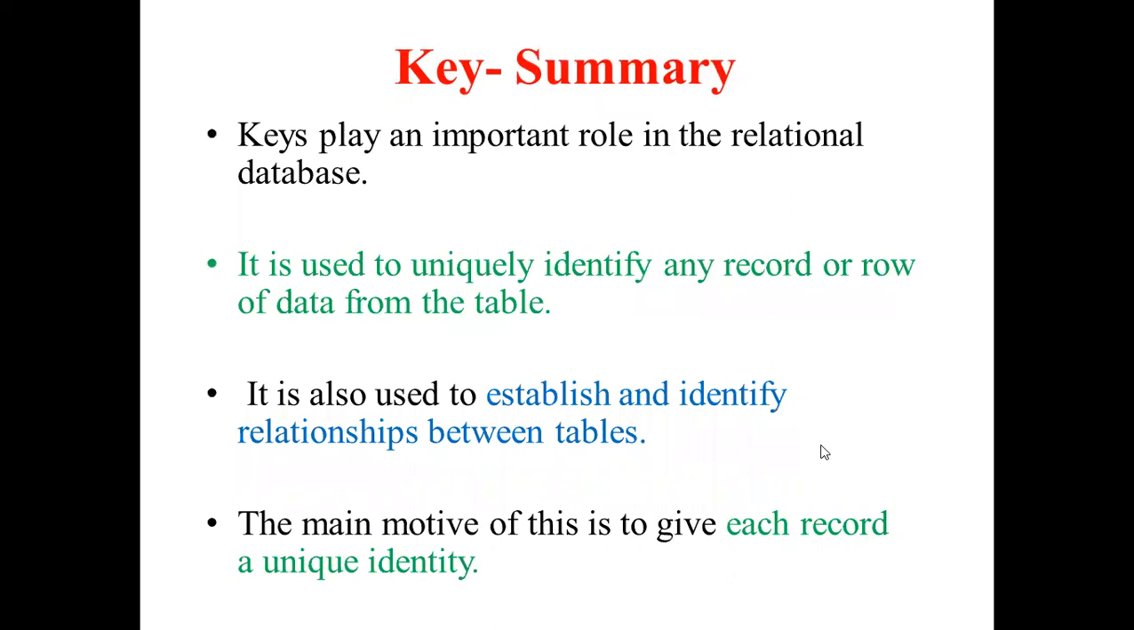In short, at the end, we can say that a key plays an important role in the relational database. It is used to uniquely identify any record or row of data from the table. A column can be identified with its column name, but to uniquely identify the row and fetch the data from that particular row, we have to take the help of a key. It is also used to establish and identify the relationship between tables. The main motive of this is to give each record a unique identity.